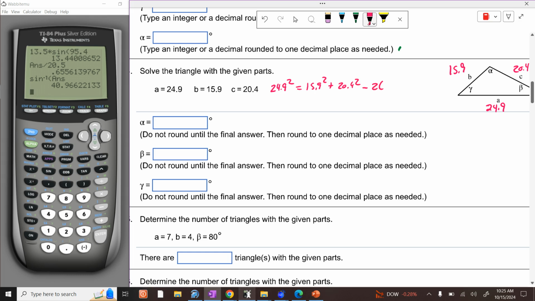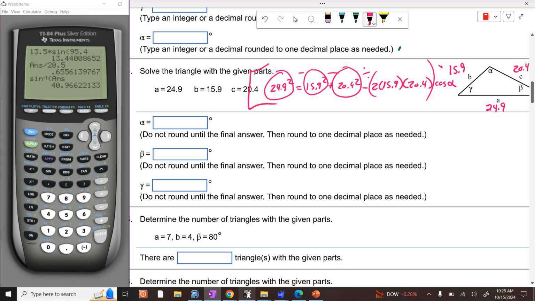2BC cosine of alpha. Okay. Now that I understand algebra, this is my little cheat that I do. I do it mostly all in the calculator. So I'm going to take this minus this, divided by this whole quantity here on the calculator all in one step.